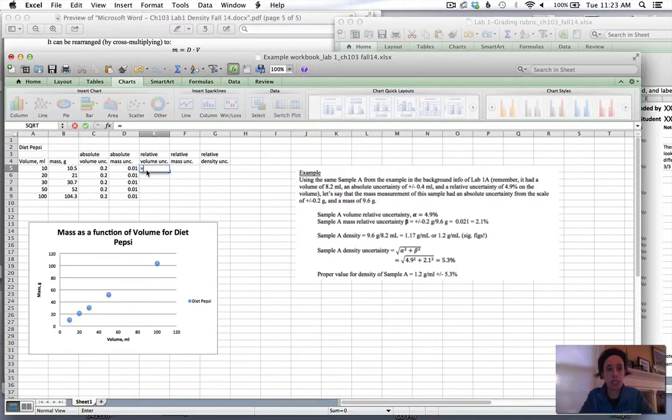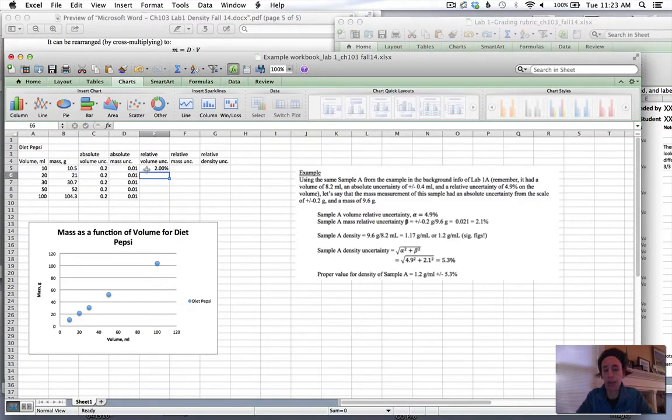We're going to type an equal sign, and then take that absolute volume uncertainty, type a divided by sign, that /, and then the actual volume measurement. And that gives us the relative volume uncertainty.